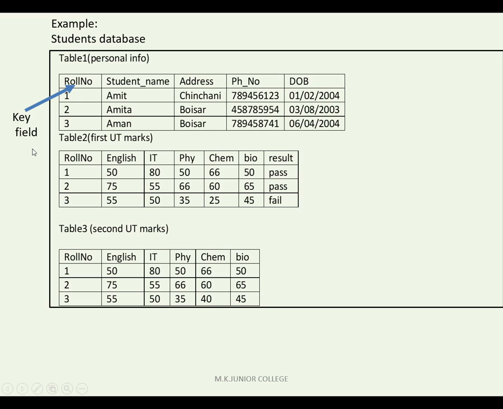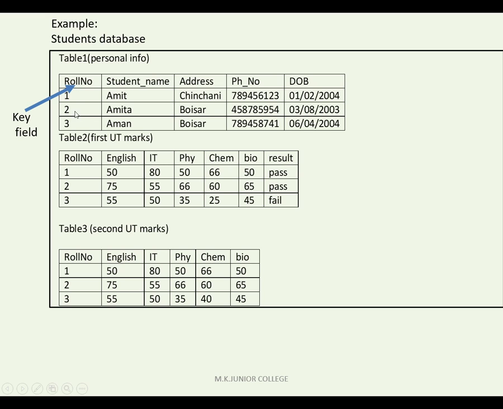What is this key field? Key field in the sense of what? Suppose this is the example of the first table. Just consider this roll number. This roll number I can consider as a key field or a primary key of my table.